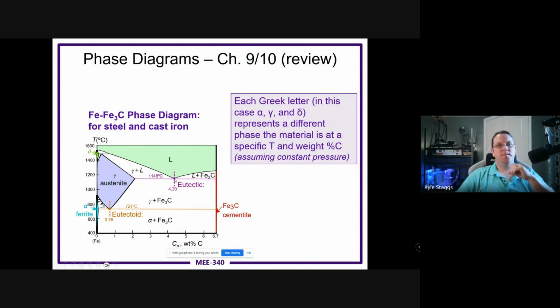Yes. Yeah. The thing that's special about the eutectoid is a little bit different. The eutectic point is the lowest common melting point of a material for any given composition. So that's what the eutectic point means. It's the lowest common point of a phase transition.